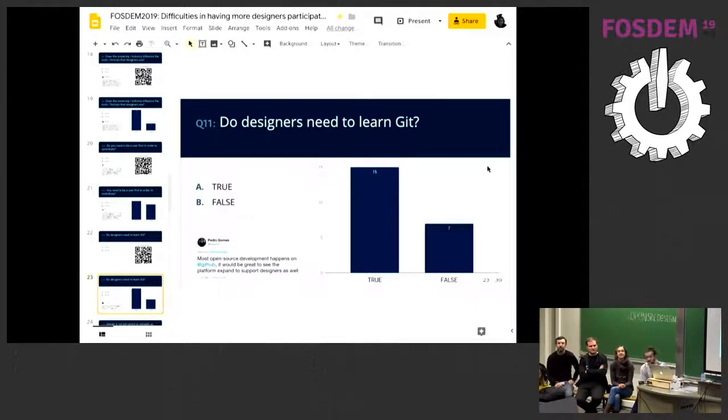My question is, so many people here answered true, designers need to learn Git. I would like to ask why designers need to learn Git. I understand that they have to understand the versioning system, but why does it enhance the collaboration between designers and developers? So it's a question for developers.